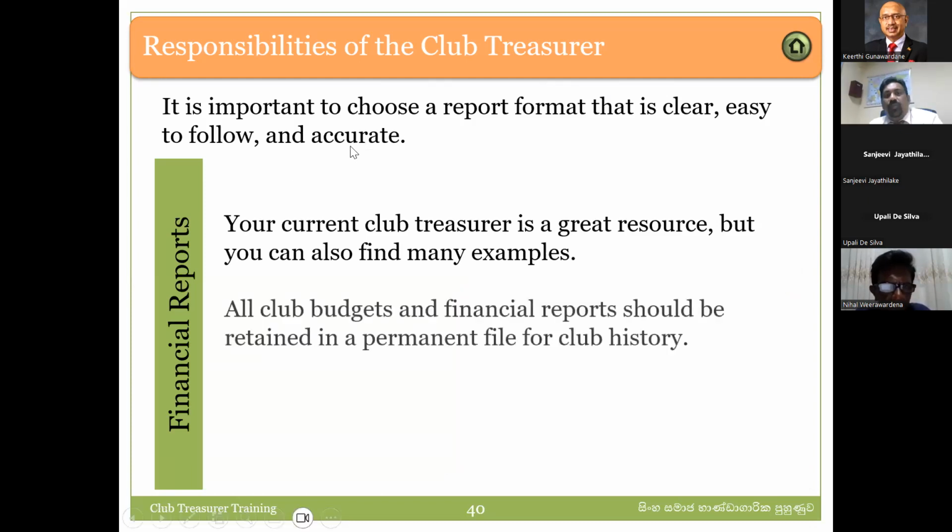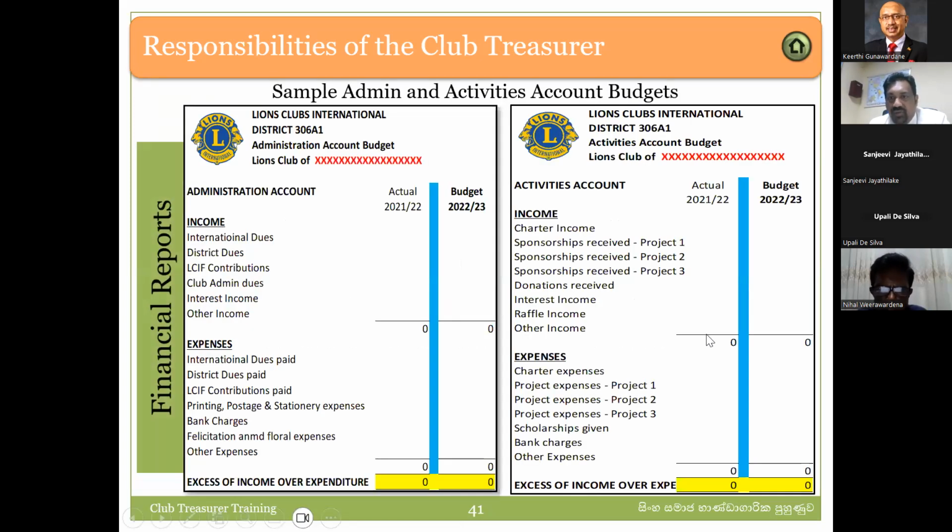Next, it's important to choose a report format that is clear, easy to follow and accurate. So as a treasurer, as explained, you have to prepare the financial statement and submit it to every board meeting. So we will give you a sample format. You can follow this or you can change it, but it is better to follow this because it gives a very clear-cut idea about the income and expenditure. So we will go to the sample format.